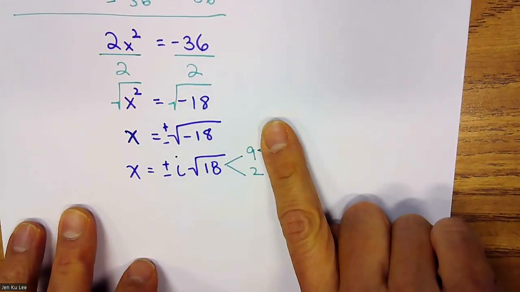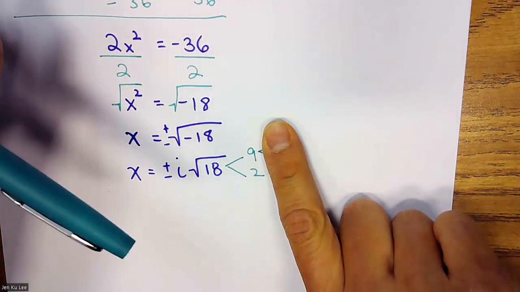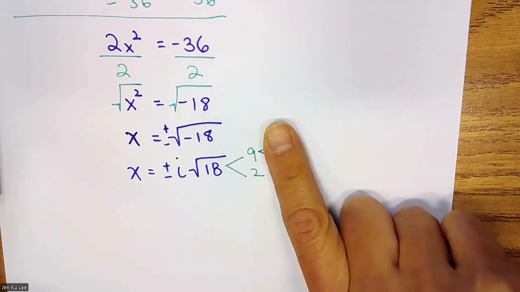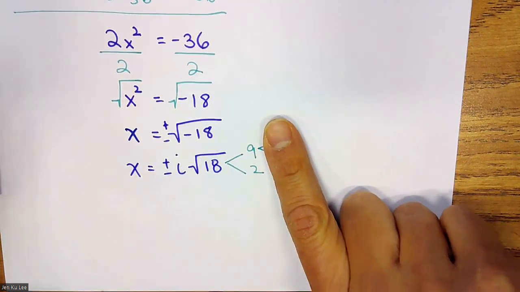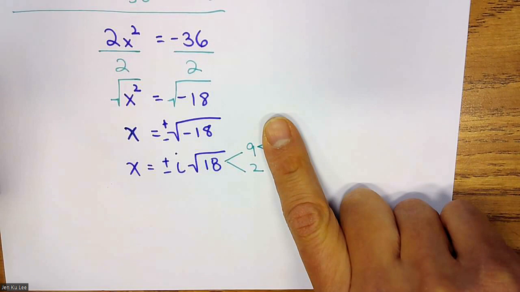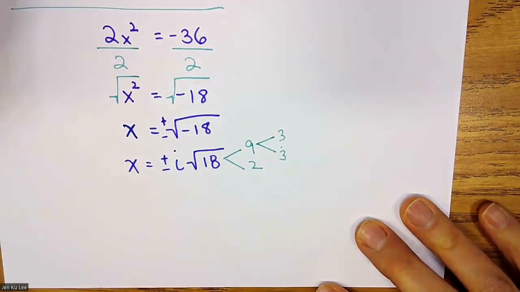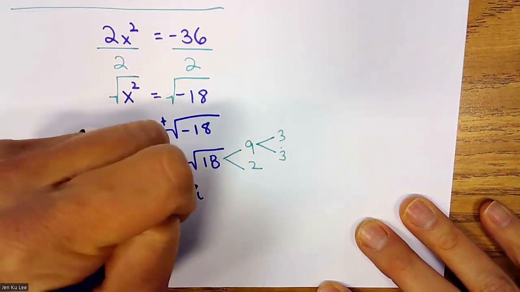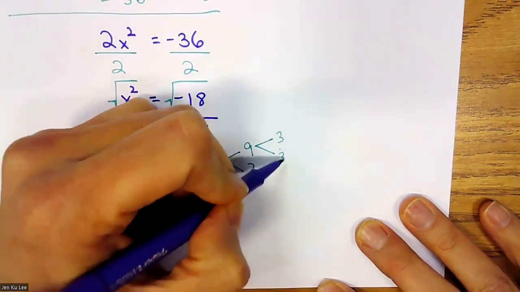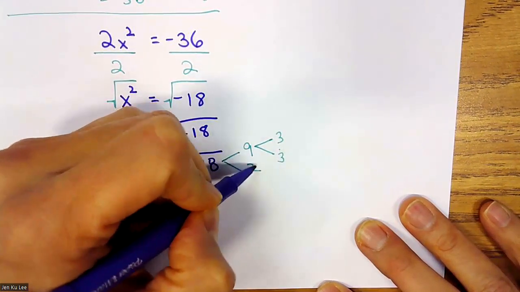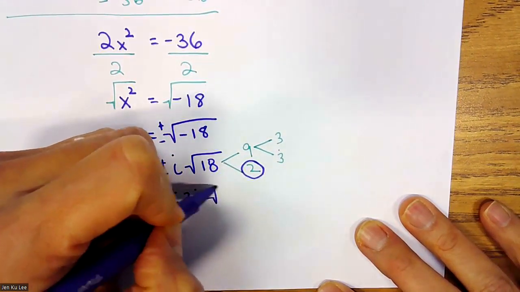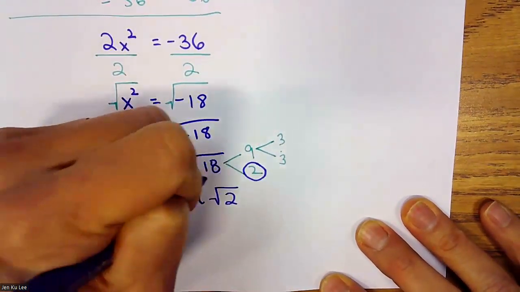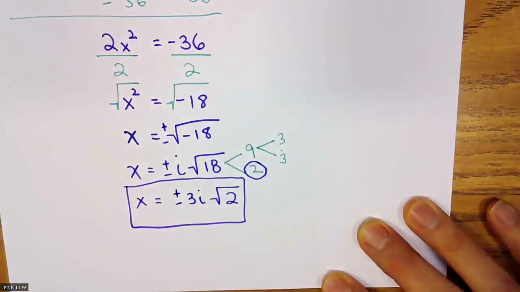Or if you know your perfect squares by your big and beautiful brain, you could just take it out right here. Okay? Either way works. So if I take out that 3, it's going to be plus or minus 3i. If I took out the 9, the 2 is left over, so square root of 2 equals x. And that's it.